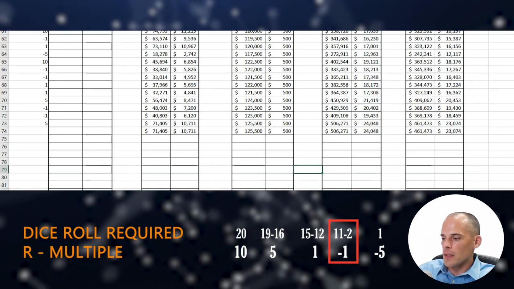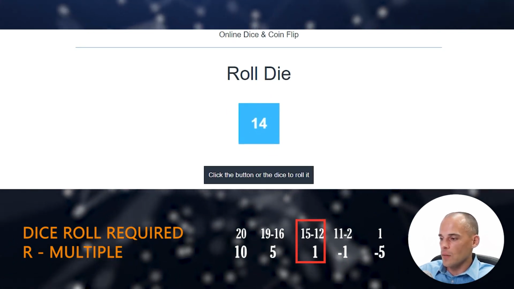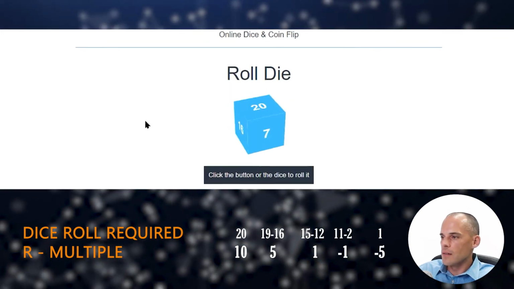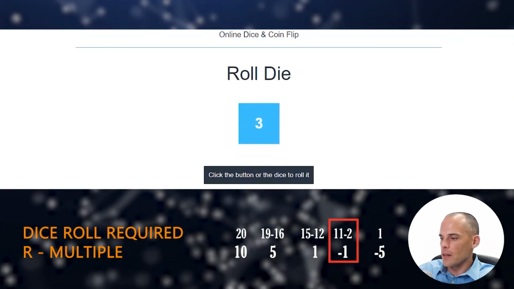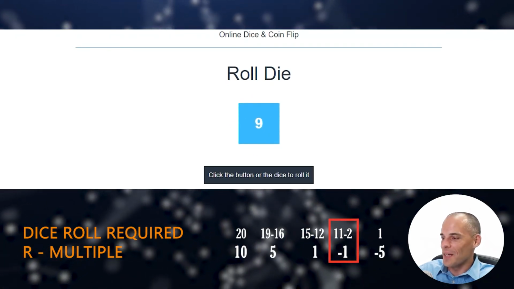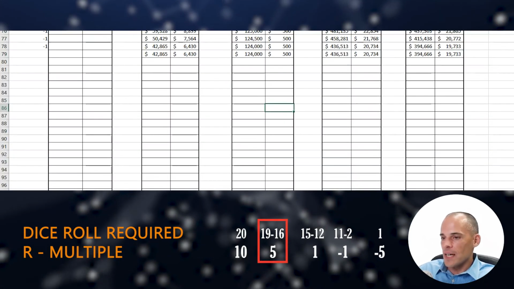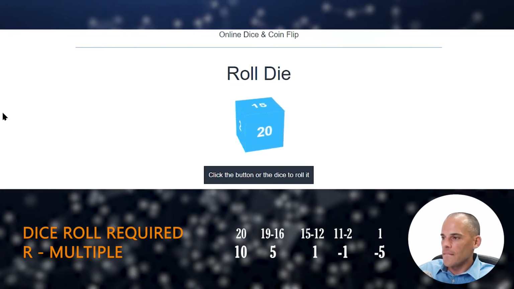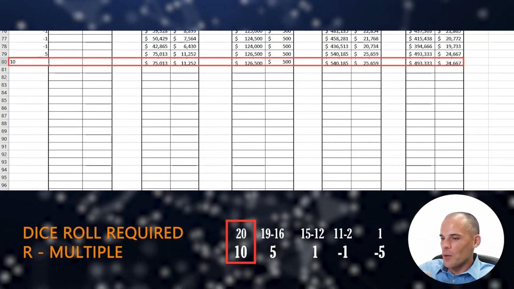2 is a -1. Next roll is a 14, which is a +1. 7, which is a -1. 3, which is a -1. 9, that is another -1. 19, which is a +5. Oh, it's a 20, folks. That is another 10. Winner, winner, ladies and gentlemen.